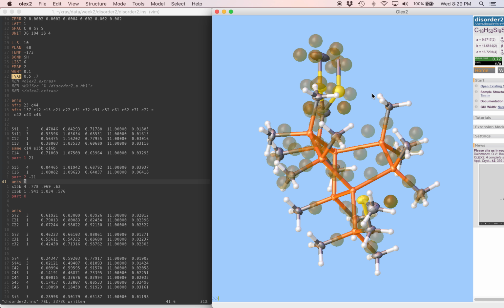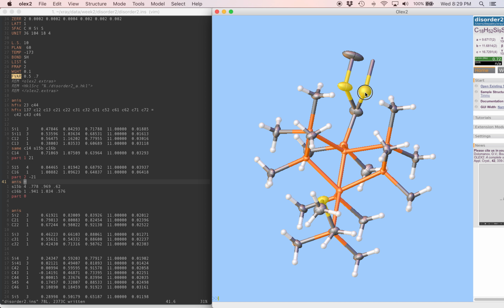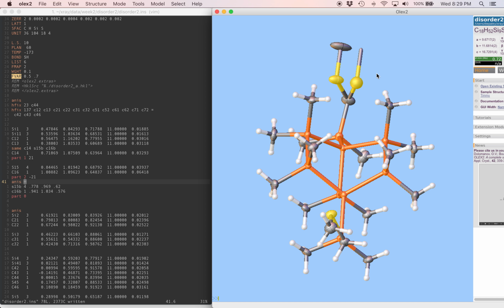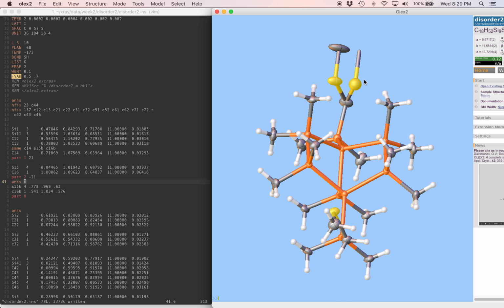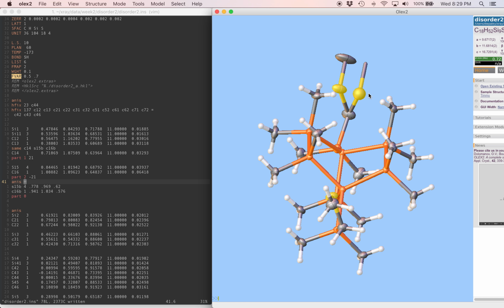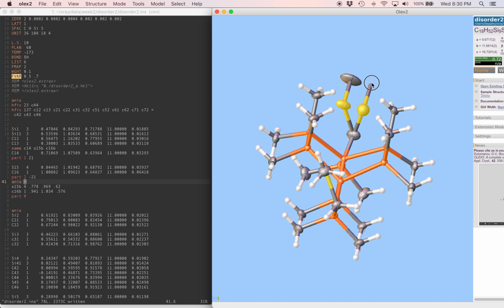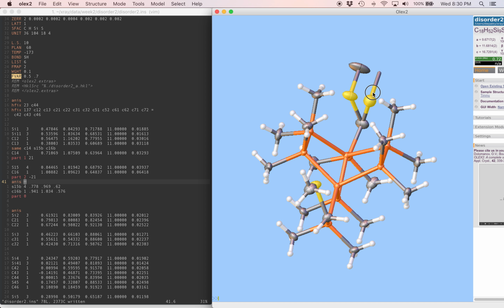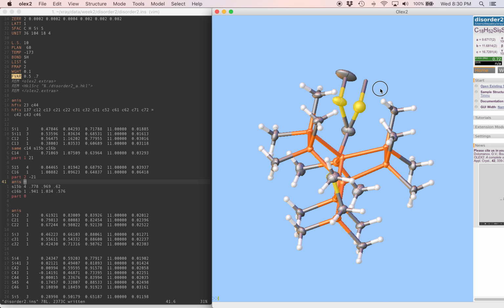Take a look. Okay, great. Now part 2, I scrolled down to get rid of my Q peaks, clear it up a little. Now part 2 is over here where we wanted to go. What's the ratio of this disorder? Part 2 is 9% occupied. That's okay. We can see that the isotropic ADP on the minor part is a reasonable size, so that means the occupancy is probably about right, and it's not strange to have a 90-10 disorder.